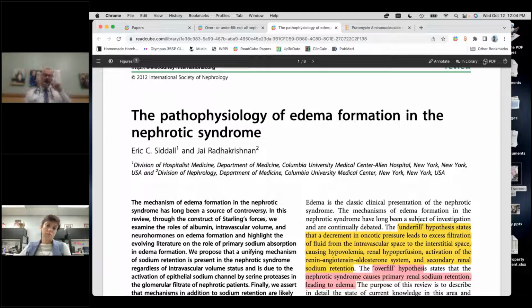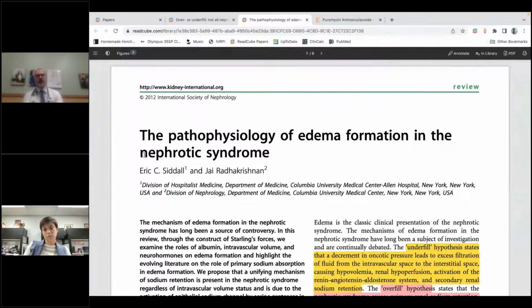We're going to continue our discussion on sodium and water handling that we have had over the past couple sessions. And we're specifically now getting into the edema formation that we see in nephrotic syndrome.